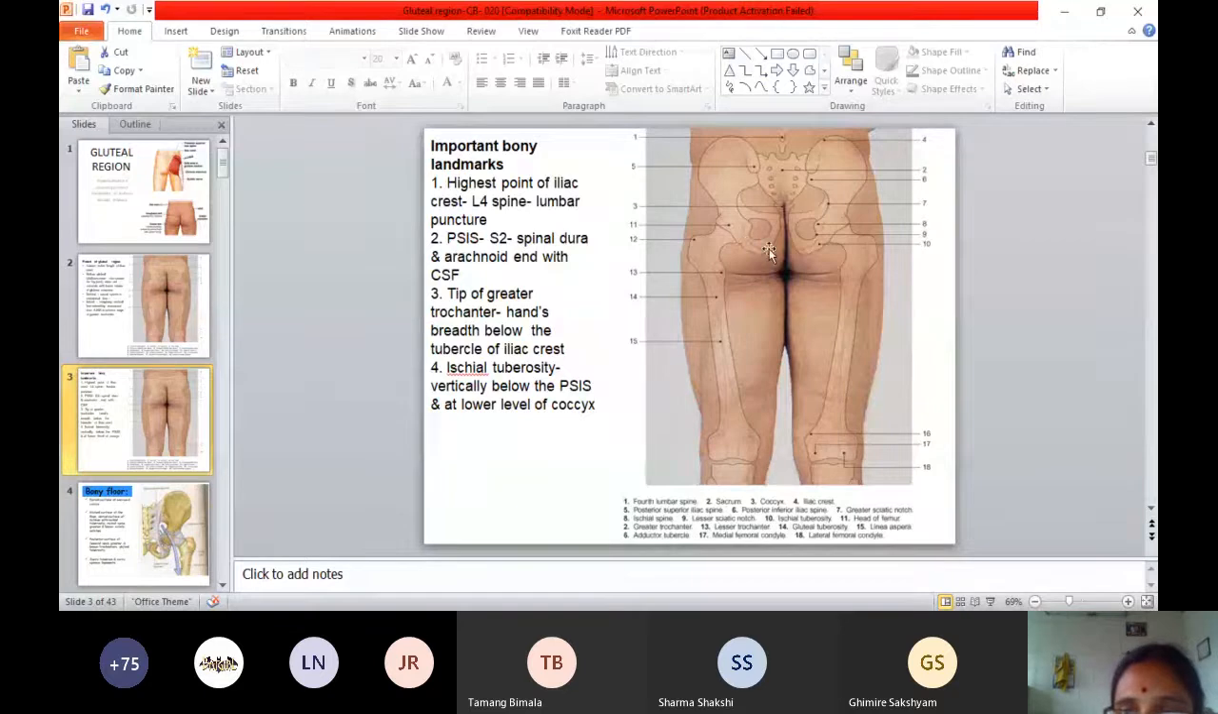Now the ischial tuberosity. This bony projection that you can palpate in the gluteal region is the ischial tuberosity, which lies vertically below this posterior superior iliac spine, at the lower level of the coccyx. This is the coccyx. This is the sacrum. This is the coccyx, at the lower level of the coccyx.